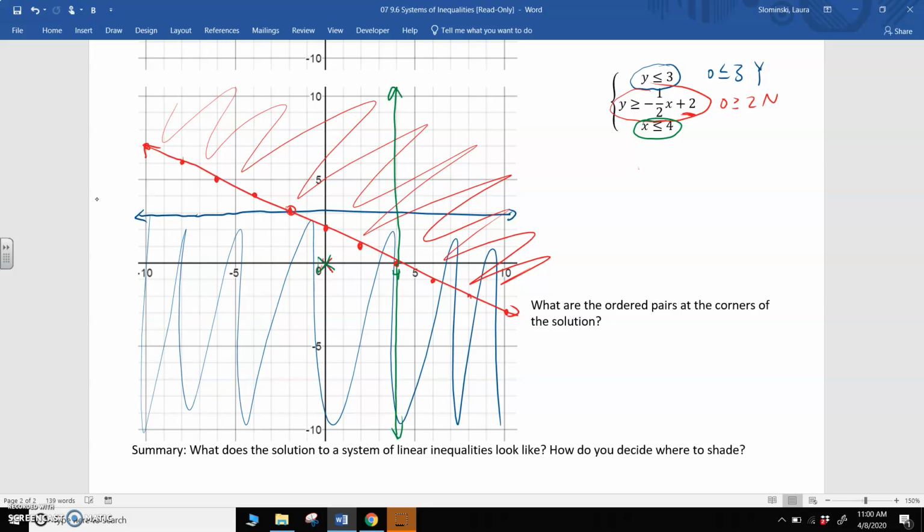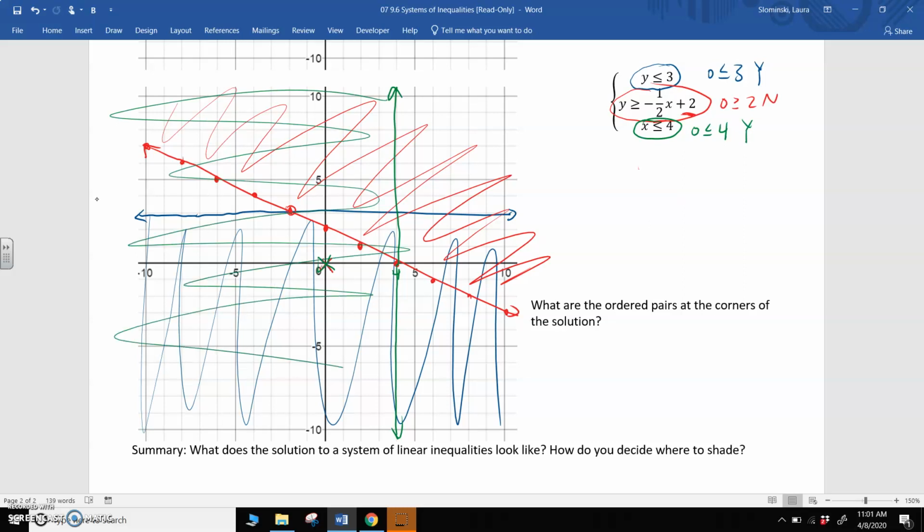I once again can use my favorite test point of 0, 0. I ask myself, is 0 less than or equal to 4? Yes, it is, which means I shade over it. So for the green, I shade to the left.